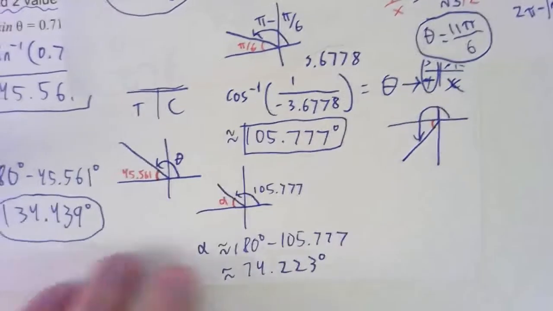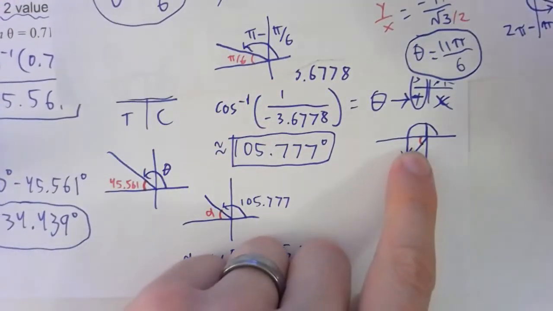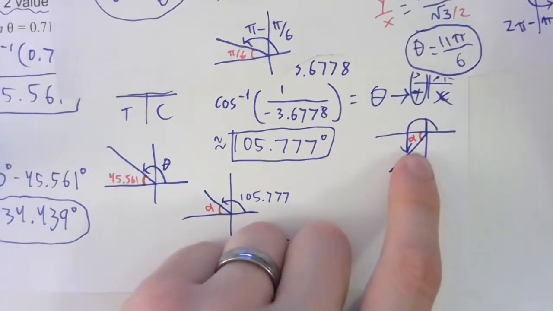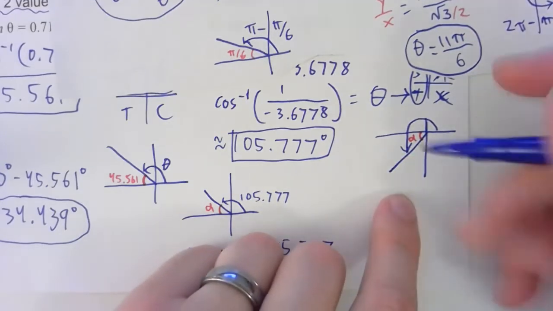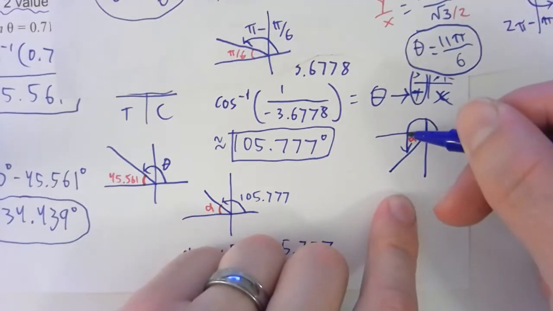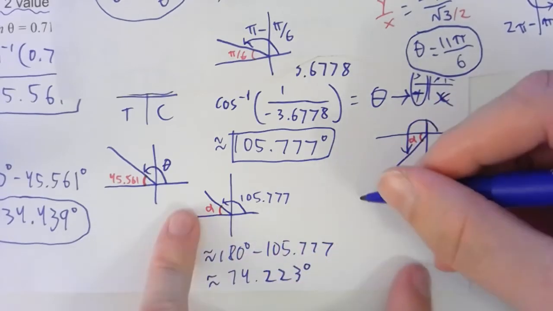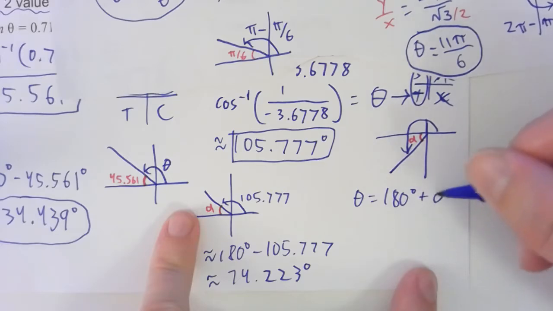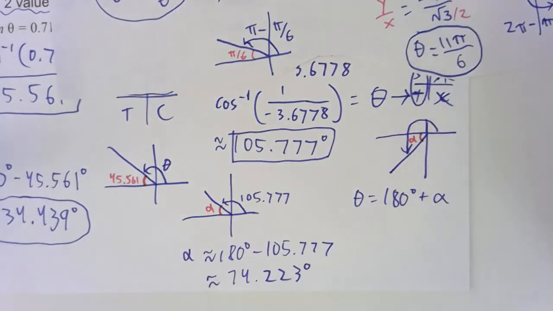About 74.223 degrees, okay? And so now it's the same alpha over here, okay? So this angle, what I want to do is I want to do 180 plus alpha. To find theta, I do 180 degrees plus alpha. Okay, now some of you might be seeing that there could be a shortcut of how you could have gotten here a little bit more quickly.